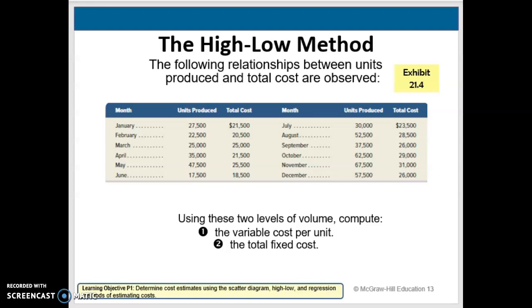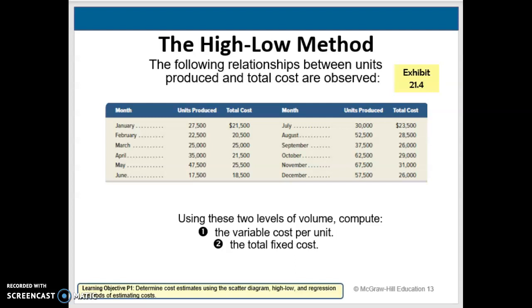Okay, our next method is going to be the high-low method. The high-low method is a way to estimate the cost equation with two points, the highest and the lowest volume levels. So the high-low method uses the following steps. We're going to be able to compute the variable cost per unit and the total fixed cost from this.